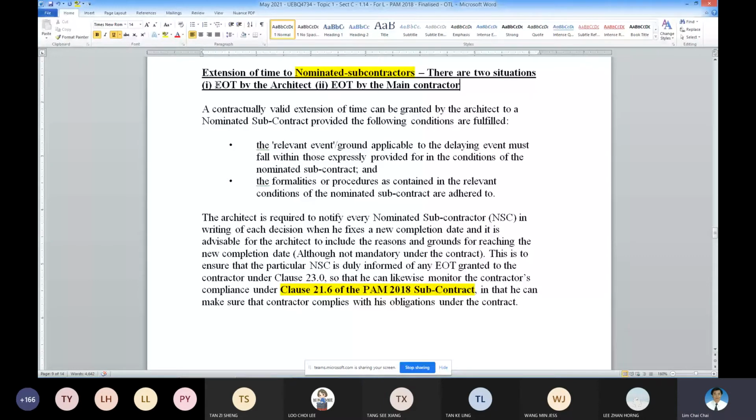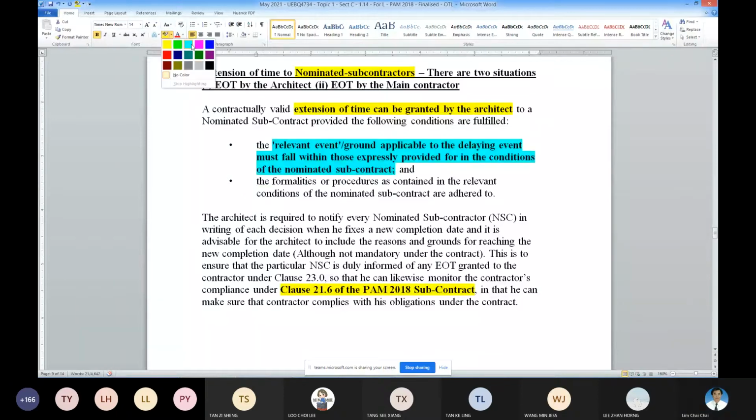So this item, the architect's or the employer's action by instructing the NSAs, means that the NSA's works are delayed. If the NSA's works are delayed, then the main contractor's works will be delayed. So the granting of the NSA's extension of time is equal to the granting of the main contractor's extension of time. Okay. So now the relevant ground. You have to look into the NSA's document, the subcontract documents. Majority are quite similar to the main contract.